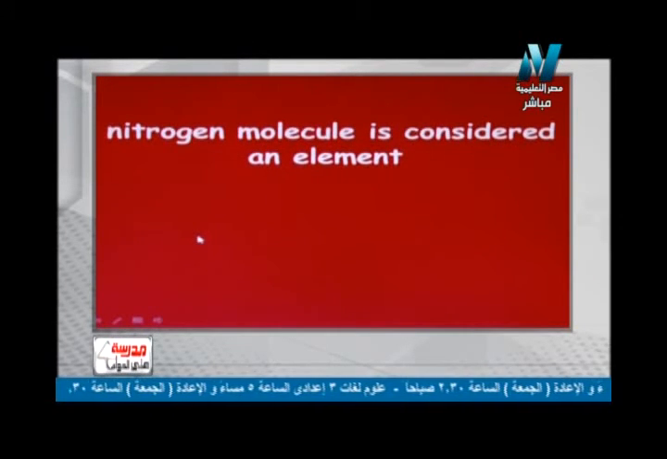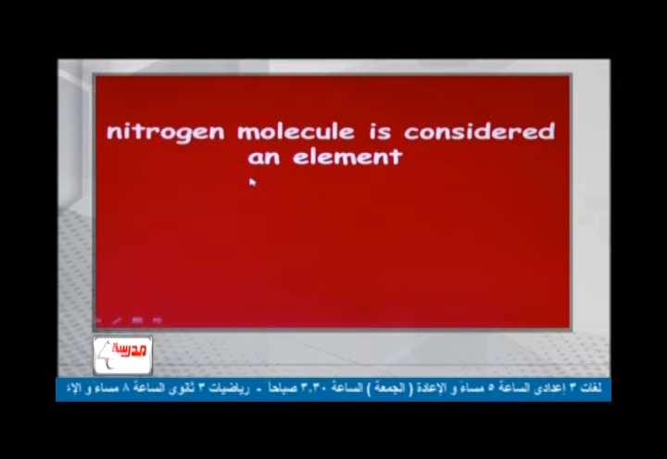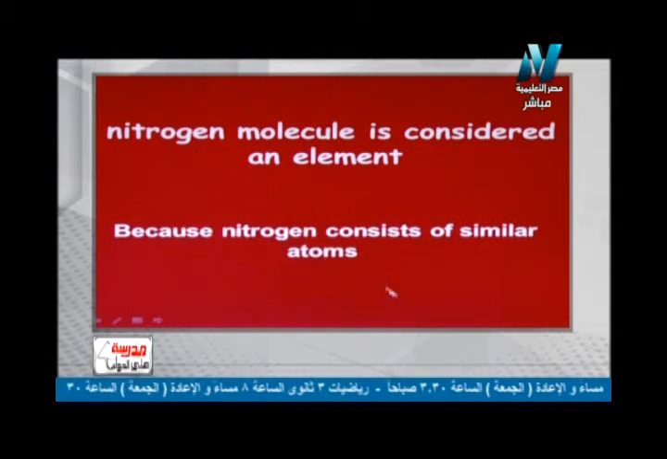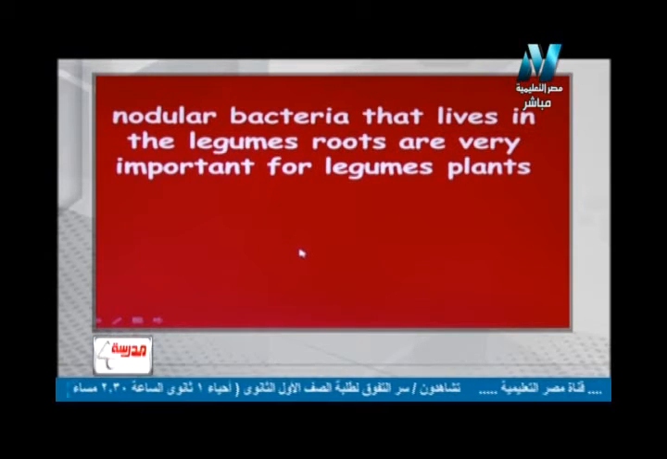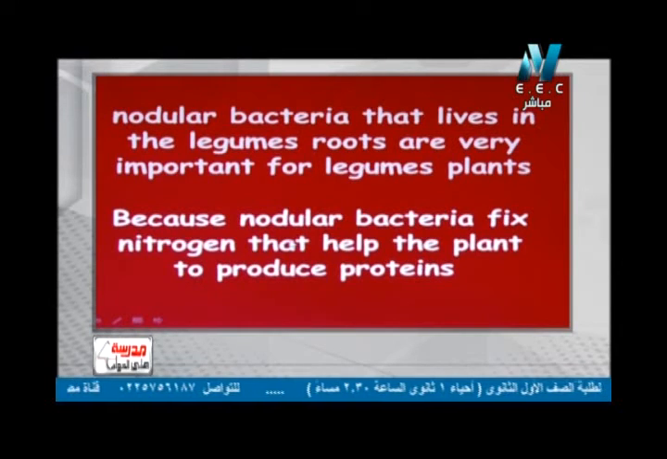So now, nitrogen molecule is considered as an element. ليه بعتبر nitrogen ده element مش compound، اللي هو عنصر مش مركب؟ Because nitrogen gas consists of two similar atoms، بيكون من two atoms متشابهين تماما، هما الاثنين nitrogen gas. Also nodal bacteria that live in the legumes roots are very important for legumes plants, because nodal bacteria fix nitrogen that helps the plant to produce protein. لأنها بتثبت نيتروجين عشان تساعد النبات يكون بيه بروتين.